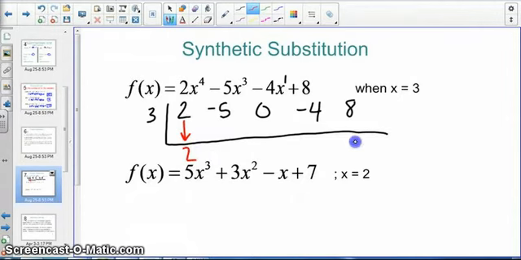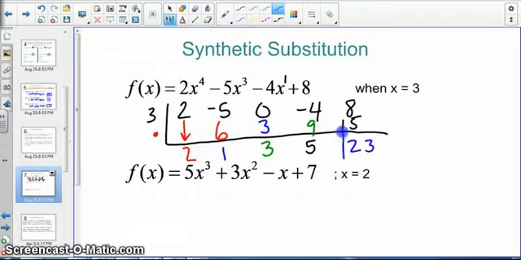Now all these numbers underneath the L, I'm going to take and multiply by the number outside. So 2 times 3 is 6. That goes underneath my next term. Combine those. 6 minus 5 is 1. 1 times 3 is 3. Combine those. 3 times 3 is 9. Combine those. You get 5. 5 times 3 is 15. Combine those, you get 23.